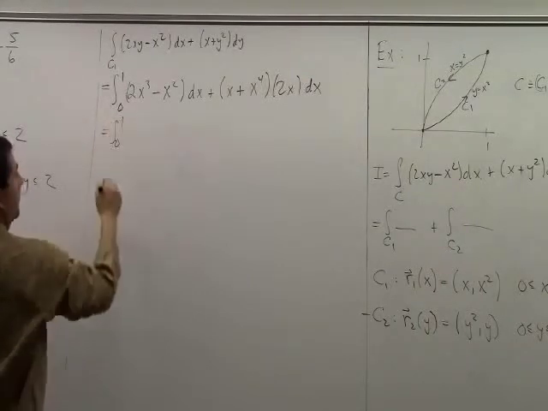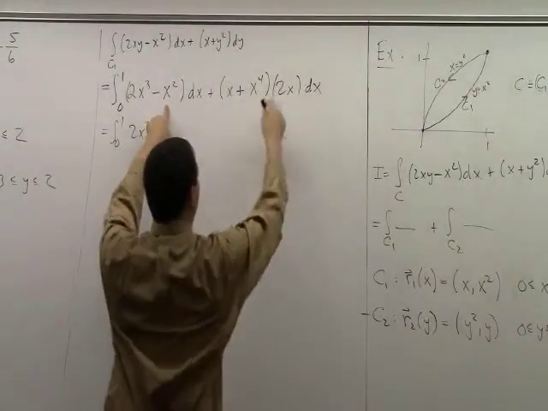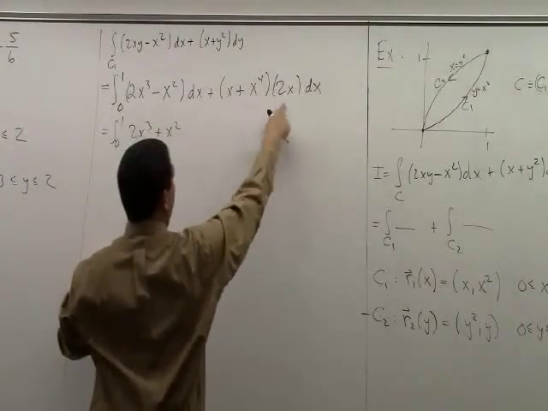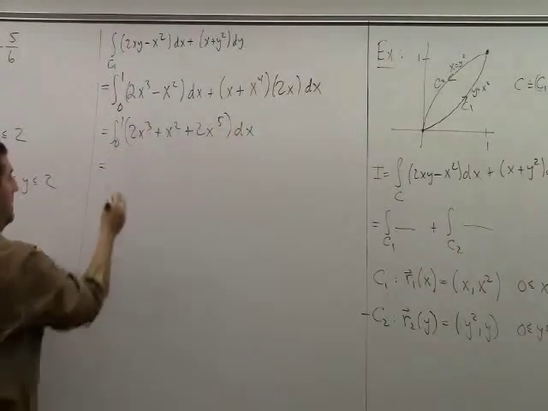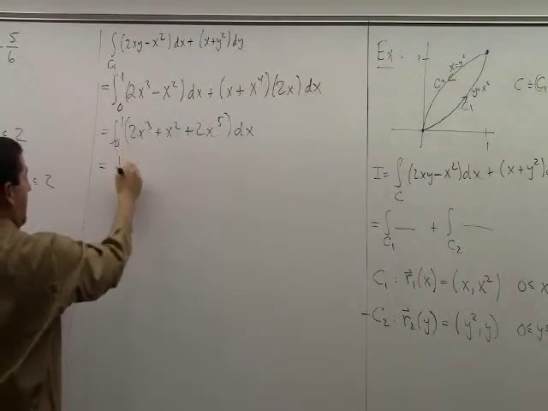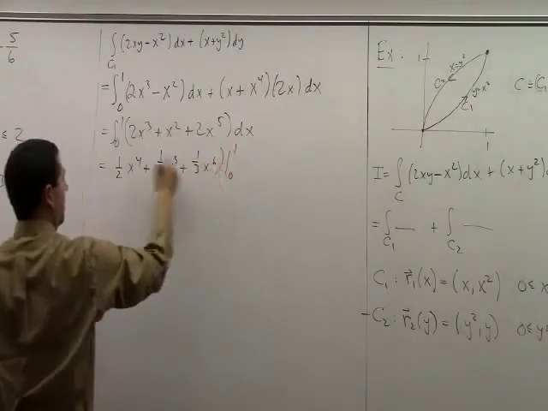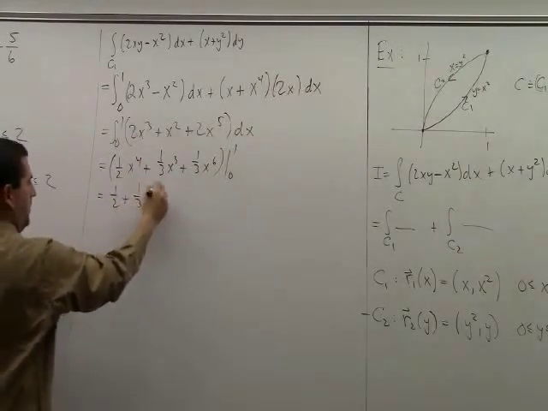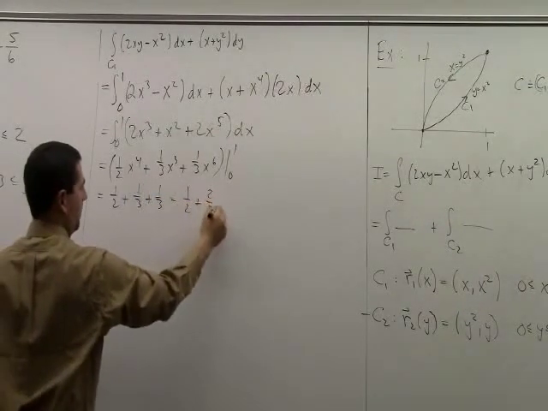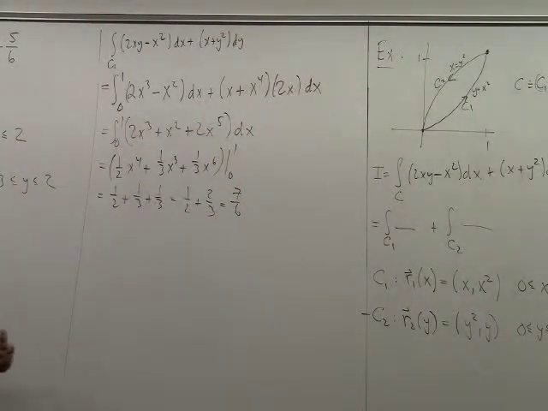So this is the integral from 0 to 1 of 2x cubed. Now see, I have a minus x squared and a plus 2x squared. So that's plus x squared. And then I have a plus 2x to the 5th. All that dx. And I get half x to the 4th plus a third x cubed plus a third x to the sixth, from 0 to 1. The 0 won't do anything. The 1 is just going to give me a half plus a third, which is a half plus 2/3, which is 7/6. Okay, that's part of the answer.